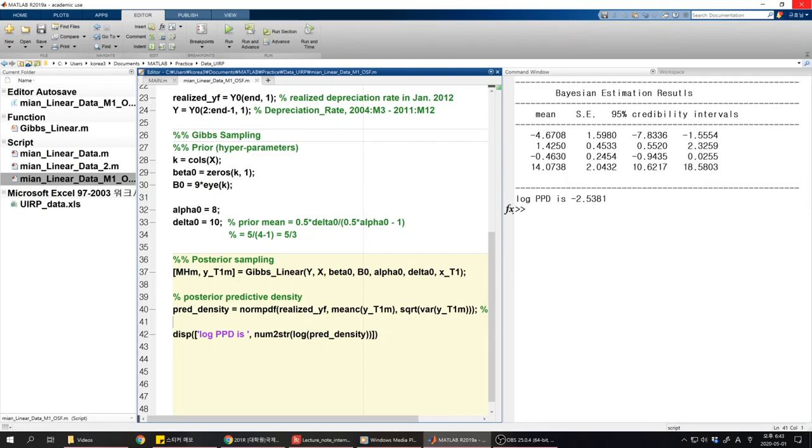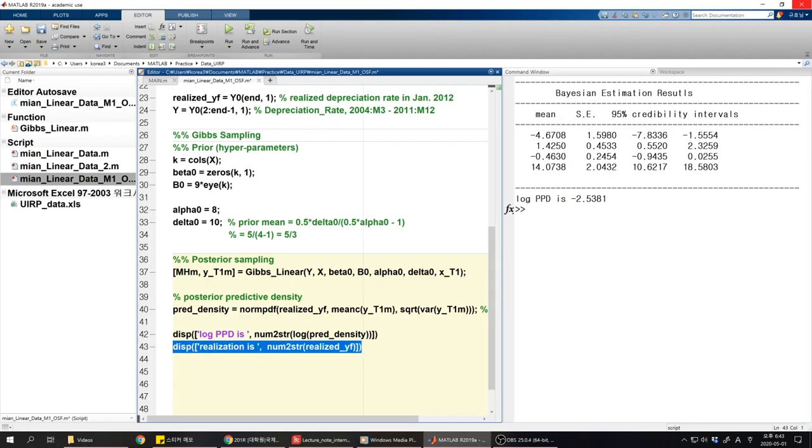Okay, so then I also want to report the realization. Here, the realized value is num2str. Where is it? Here, realized YF. Realized YF. Then bracket, and there must be a bracket here, and here. Yeah.